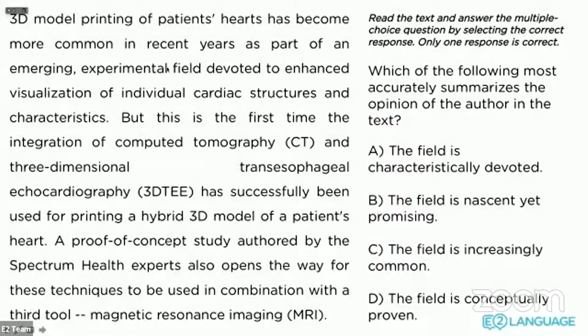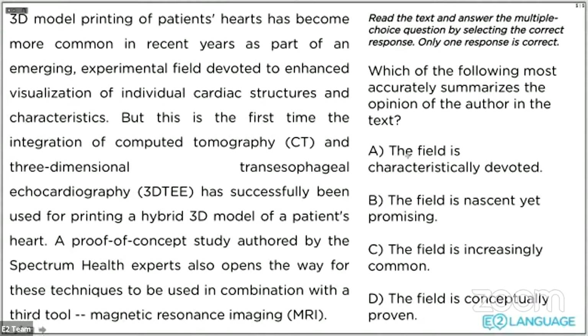Okay, so let's go through and we're going to have to eliminate incorrect ones. First of all, the field is characteristically devoted. If we look here, we can read 3D model printing of patients' hearts has become more common in recent years as part of an emerging experimental field. Interesting, we found this word field here. Okay, has become more common. It could be C. The field is increasingly common. Right. What about the field is conceptually proven?